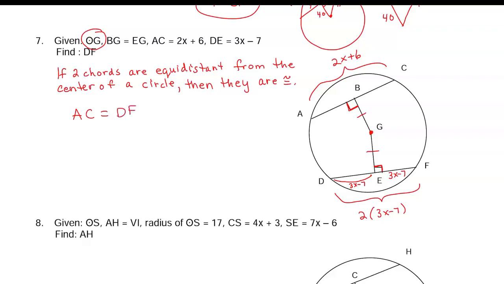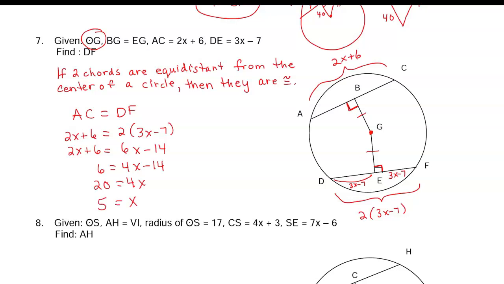The algebra for AC is 2x plus 6. The algebra for DF, I'm going to use 2 times 3x minus 7. If I distribute, I get 6x minus 14, and then solve for x. I know x is 5, and I'm trying to find DF. DF is 2 times 3x minus 7. I will substitute 5 in for x, so that's 3 times 5 minus 7. 3 times 5 is 15, minus 7 is 8, and 2 times 8 is 16.